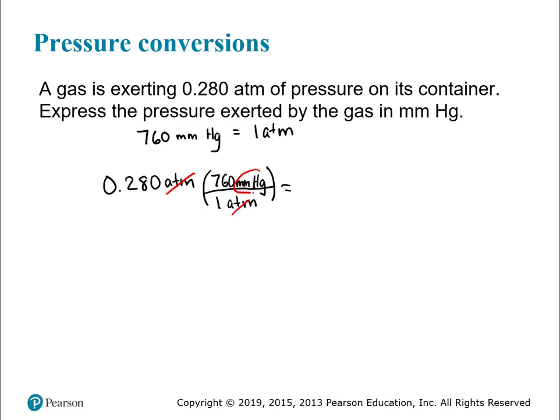I always recommend doing your unit analysis just to make sure that you're on the right track. Even with something this simple, it's sometimes easy to flip your conversion factor because maybe you just wrote it wrong. You had it right in your head, but you wrote it upside down. It happens. So always check yourself. When you do the math, you should get 213 millimeters of mercury. And that makes sense. We've got less than an atmosphere, so we should have less than 760 millimeters of mercury. So that's pressure conversions. We'll do more of those in class, but the idea is fairly simple.